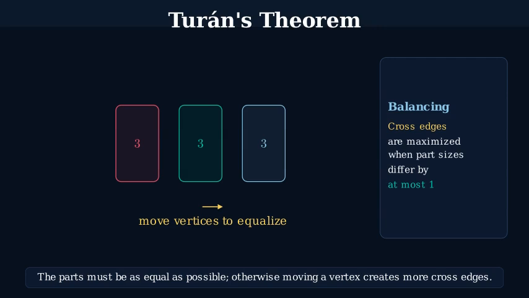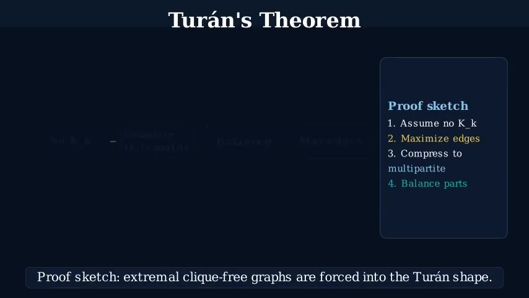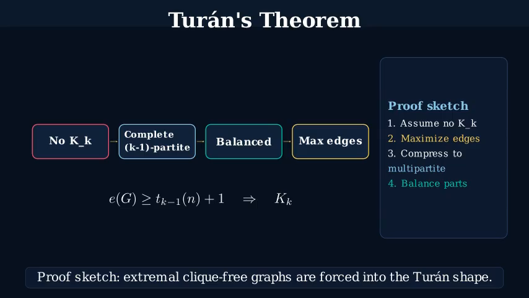The balanced condition is essential. If one part is much larger than another, moving a vertex from the larger part to the smaller part creates more cross edges. So the maximum edge count occurs when the part sizes differ by at most 1. The proof idea is, suppose a graph has no K_k but has as many edges as possible. One can transform it without losing edges and without creating a K_k into a complete multipartite graph with k-1 parts. Then the edge count is maximized by balancing those parts. That graph is the Turán graph.